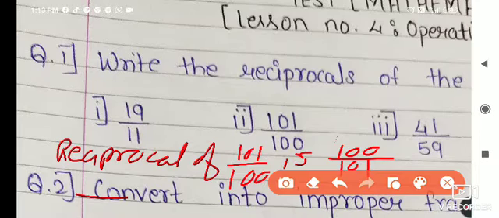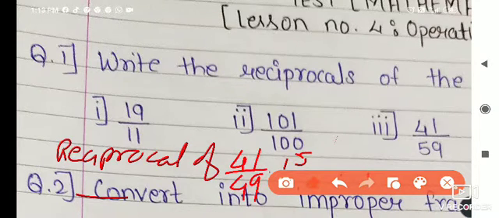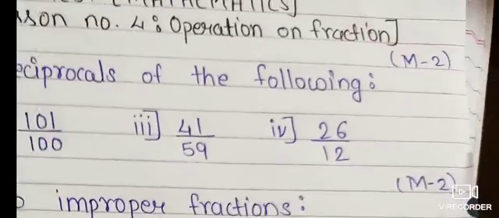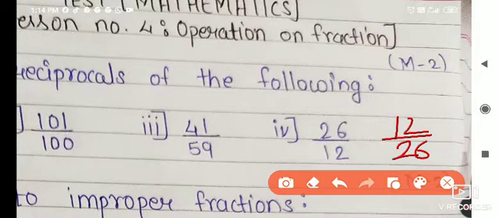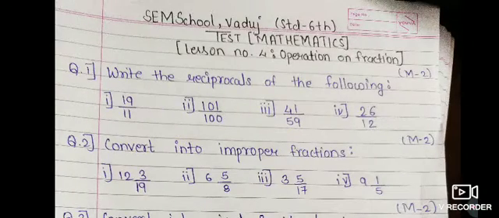Next question is 41 upon 49. Its answer is 49 upon 41. Okay, so these are the answers of this question. The next question is 26 upon 12. Its reciprocal is 12 upon 26. 12 upon 26 is the reciprocal of 26 upon 12. So this is question number 1. Each question carries half a mark.